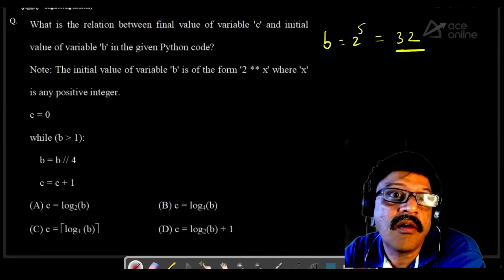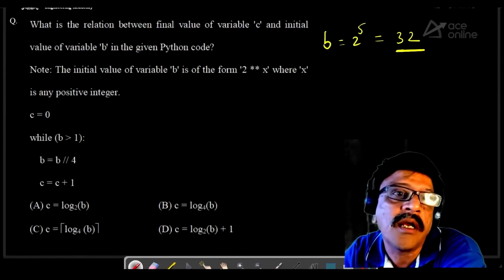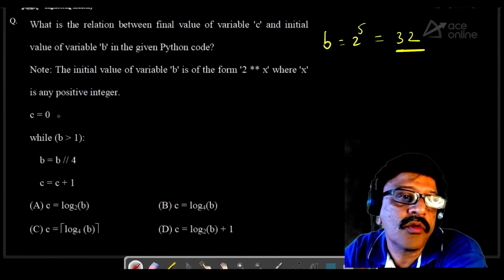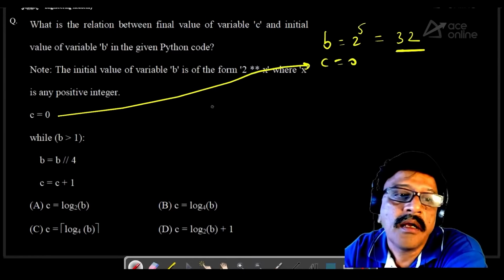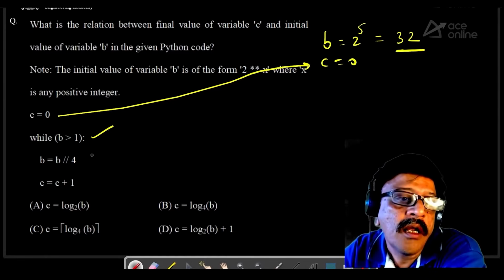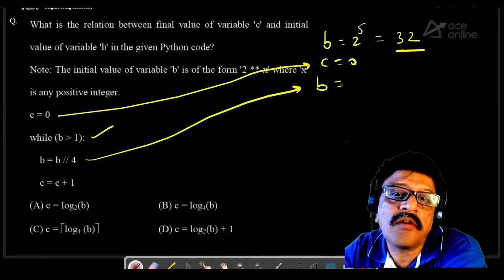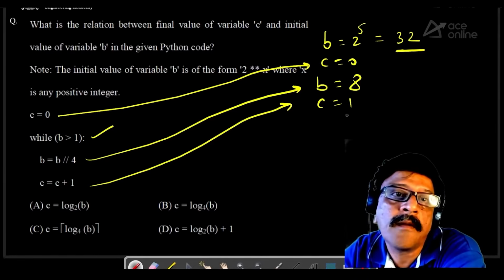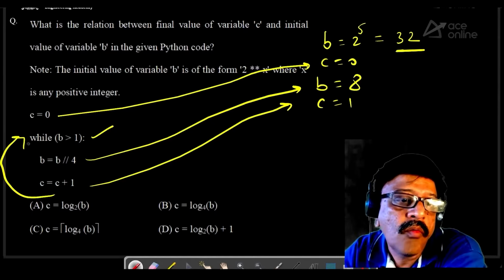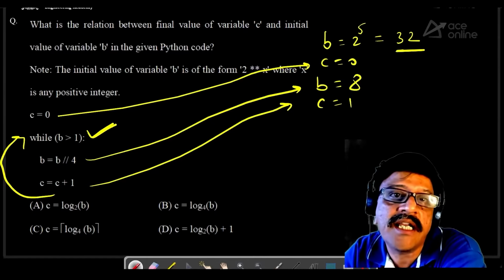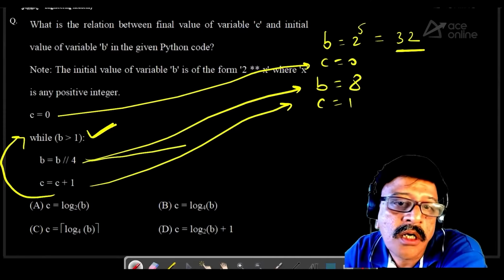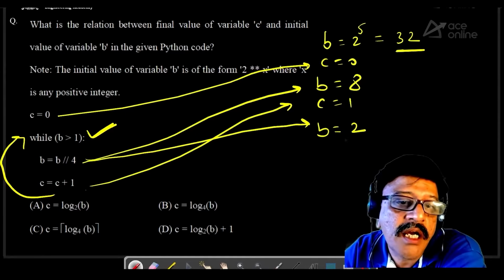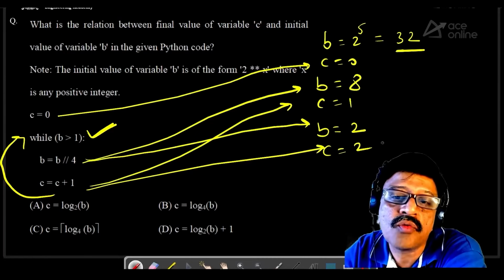Then the ceiling will come into play and we can judge whether any of the options are correct between B and C. So let's start the execution. C is 0, then while is true, 32 is greater than 1, then B will become 32 upon 4, which is 8. 8 4s are 32. Then C will become C plus 1, C is 1. And we go back to the while. While can repeat because B is greater than 1, 8 is greater than 1. So in the second execution, B is becoming 8 by 4, which is 2, and C is becoming C plus 1, which means 2.